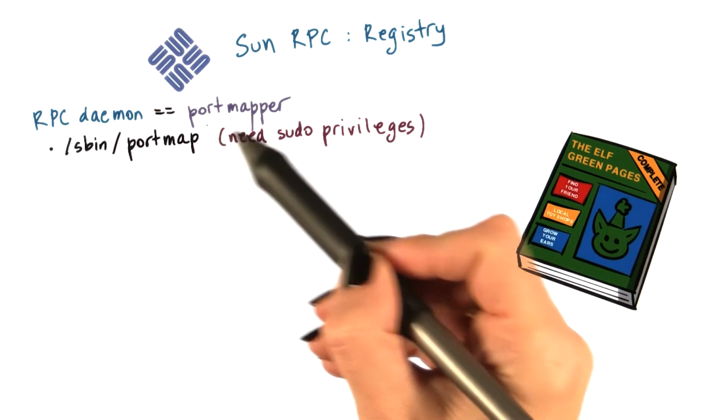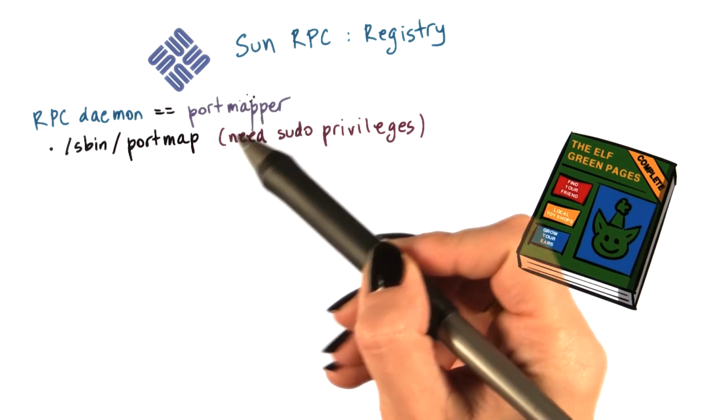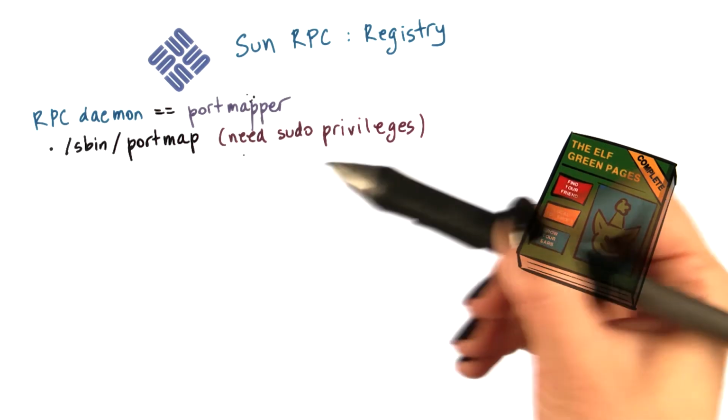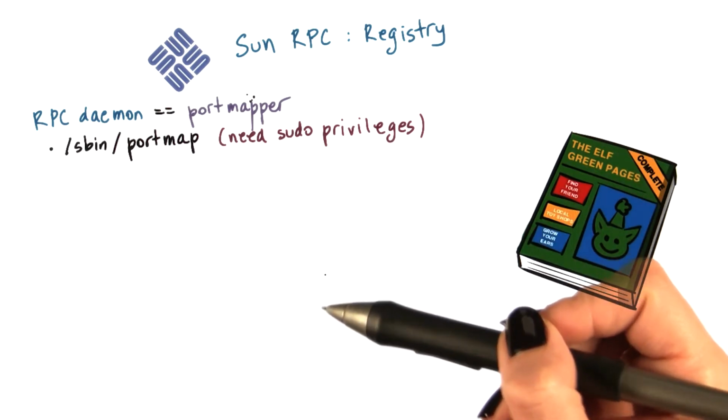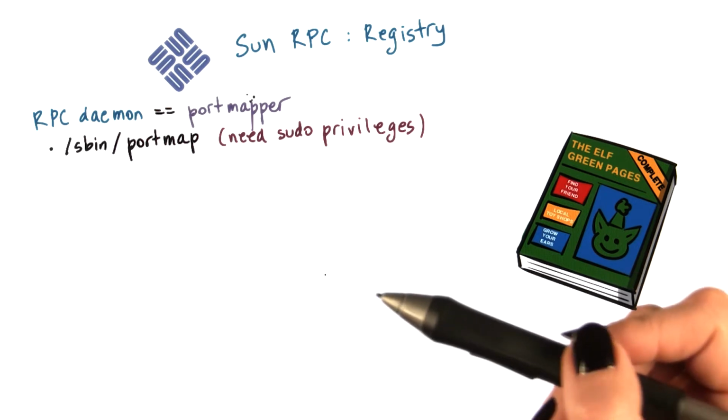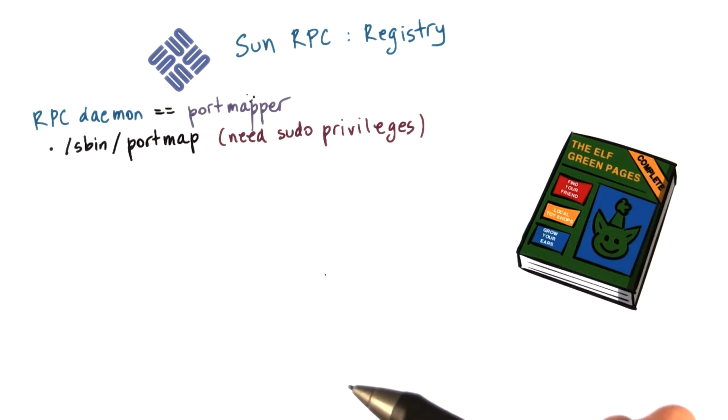So the information that the client can extract from the port mapper includes things like what is the port number that the client needs to use to talk to a server, or whether the particular version and protocol are supported for the server that the client requires.